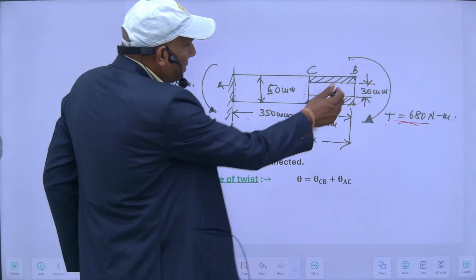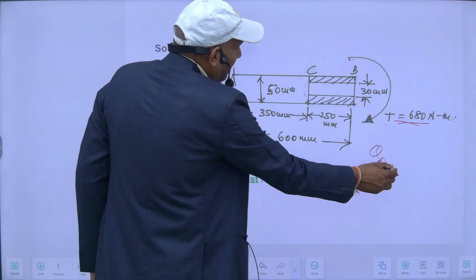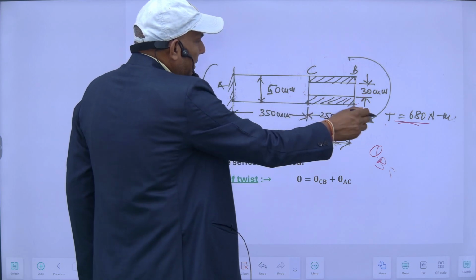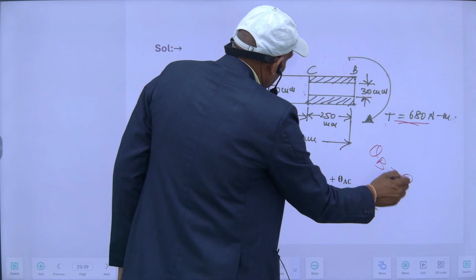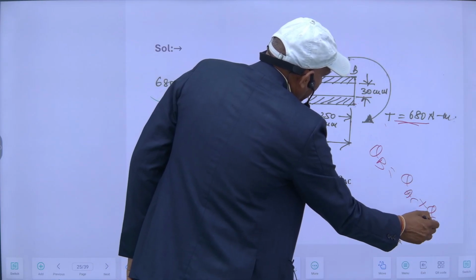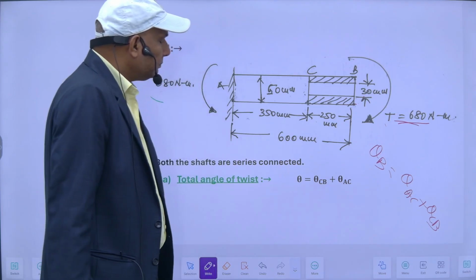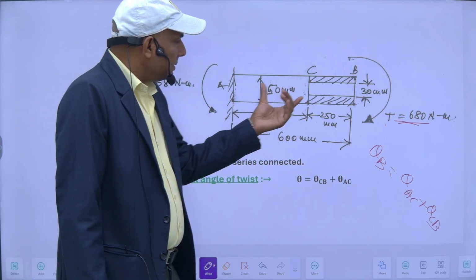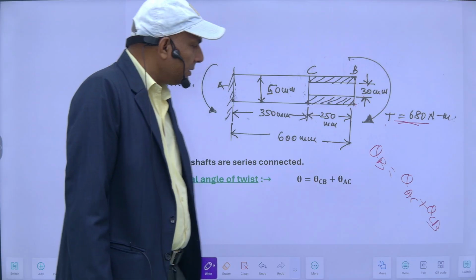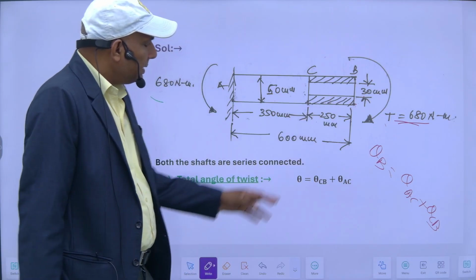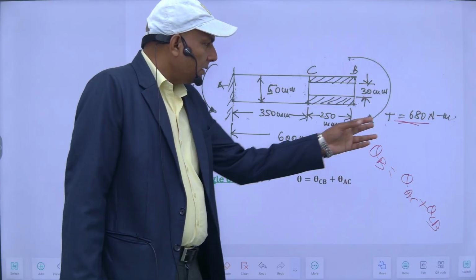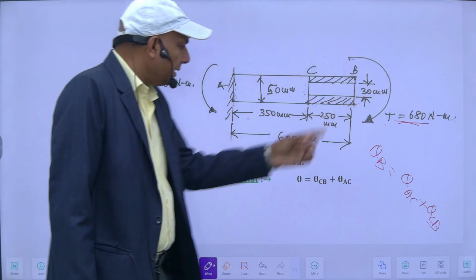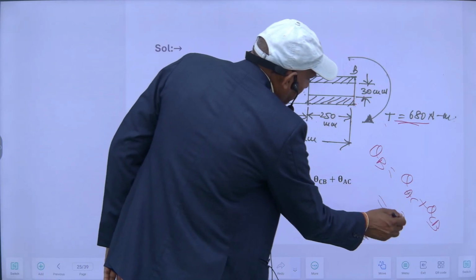So my total angle of twist, theta B, since this is a case of series, will be equal to theta of AC plus theta of CB. Since my torque has been applied only here, theta of AC plus theta of CB will be theta at B. So I have to calculate theta B. Since my torque is constant, this angle plus this angle will be the cumulative angle of twist here. This I want to know.